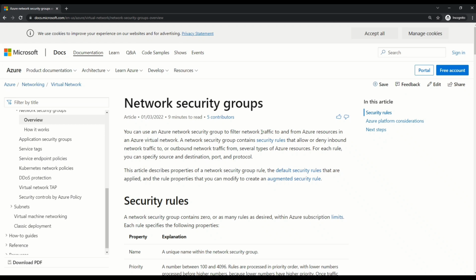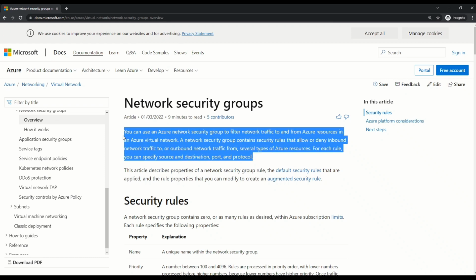Pay attention. It has already mentioned that this is used to filter network traffic to and from Azure resources in an Azure virtual network. Okay, moving on, it says that a network security group contains security rules that allow or deny inbound traffic to, or outbound traffic from, several types of Azure resources. For each rule, you can specify source and destination, port and protocol. Hope you remember the question. The question was that we need to control or manage the connections between our web server and our database server. So both are Azure resources in an Azure Virtual Network, and we have to control the traffic between them, and that's exactly what NSG provides you.